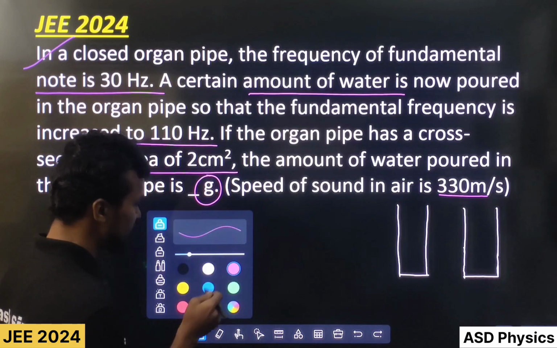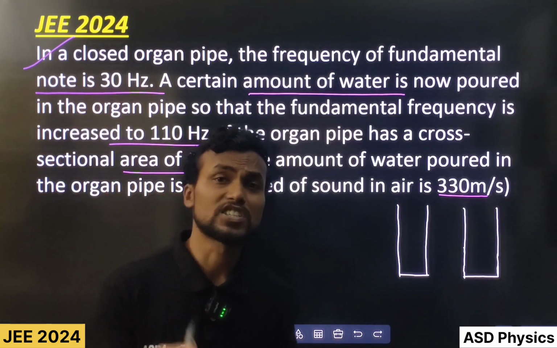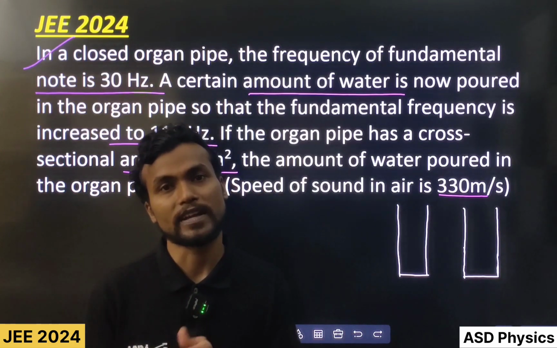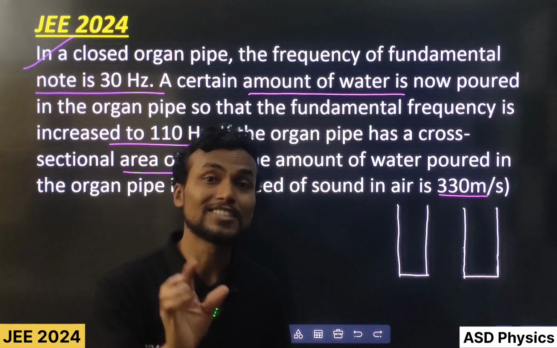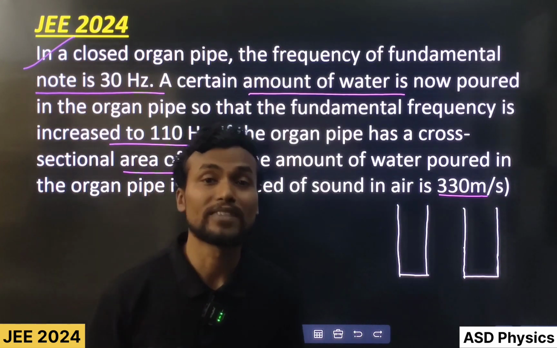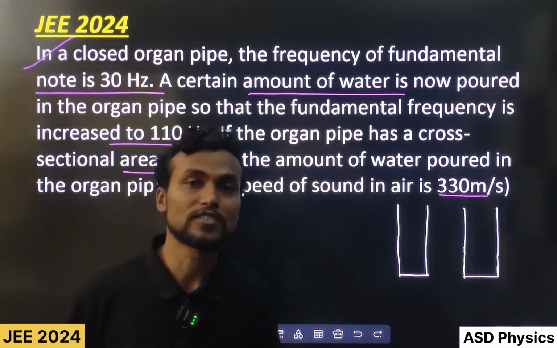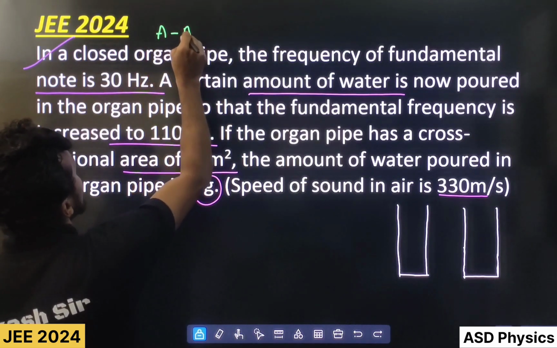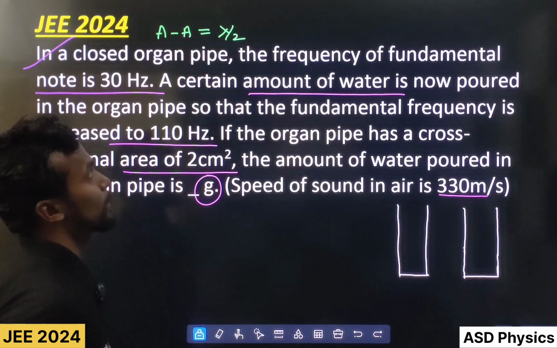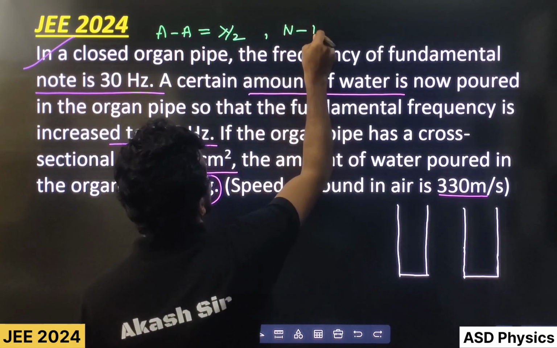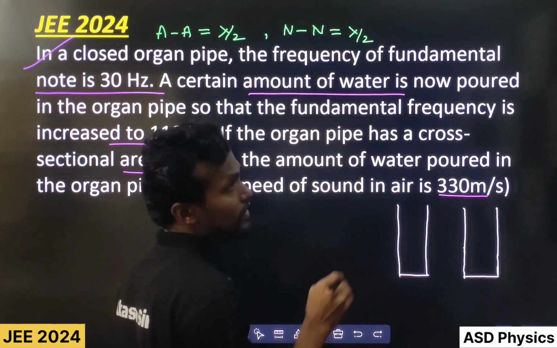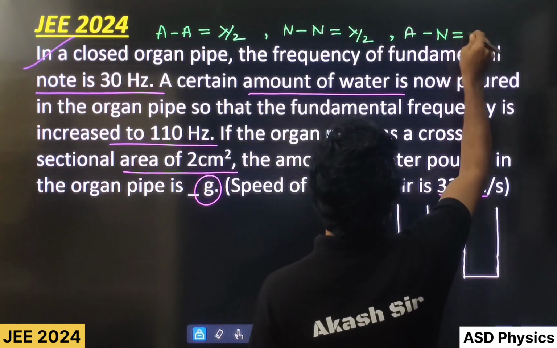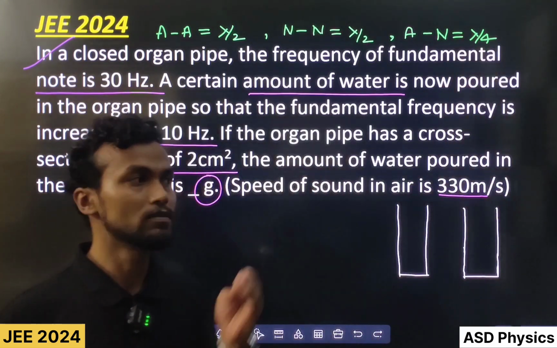So students, before starting this question, remember the basics of the stationary wave. Whenever a stationary wave forms, there is a superposition of the incident wave and the reflected wave. Wherever the displacement is zero, that is called a node, and wherever the displacement is maximum, that is an antinode. The distance between two consecutive antinodes is always lambda by 2, the distance between two consecutive nodes is also lambda by 2, and the distance between a consecutive antinode and node is lambda by 4. We should remember this basic to solve this question.